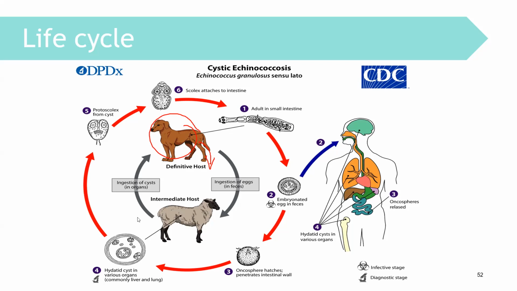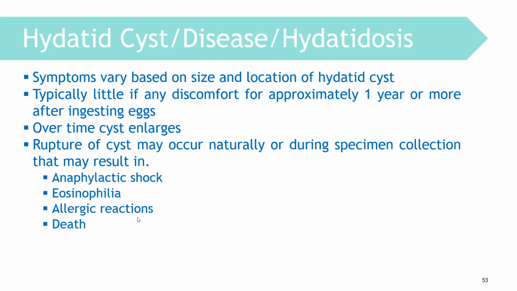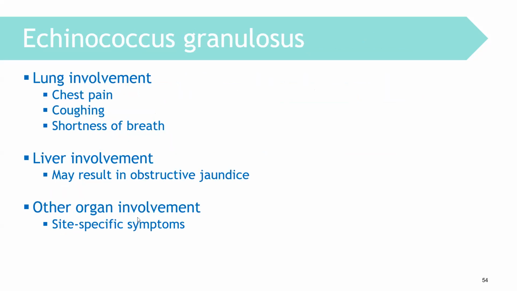Ingestion of the egg of Echinococcus granulosus initiates the infection. This is a severe type of cestode parasite because there's involvement of the brain and liver. However, the signs and symptoms vary depending on the location of the parasite. But this parasite can lead to anaphylactic shock, eosinophilia, allergic reactions, and even death.